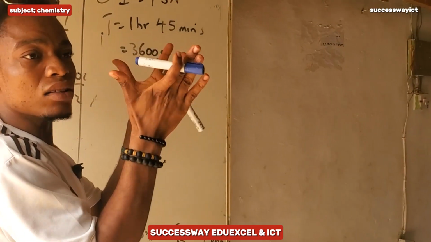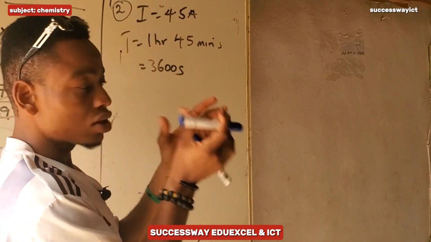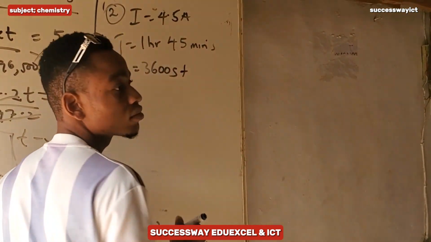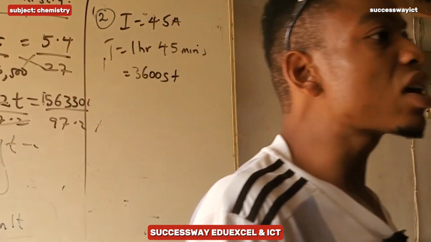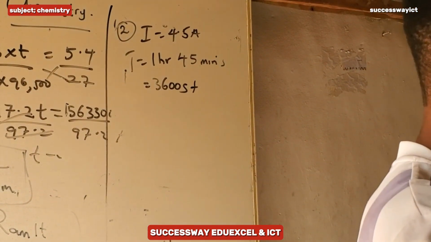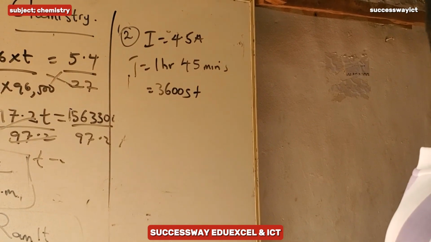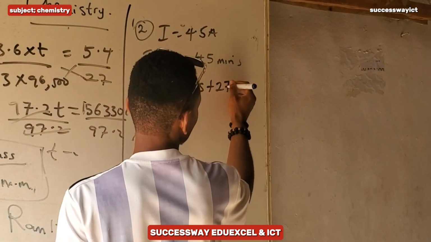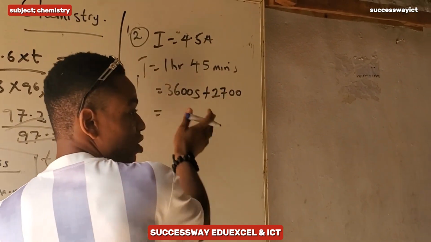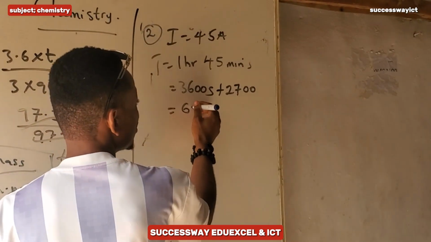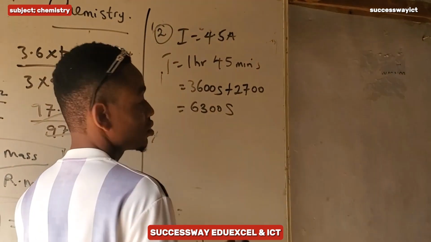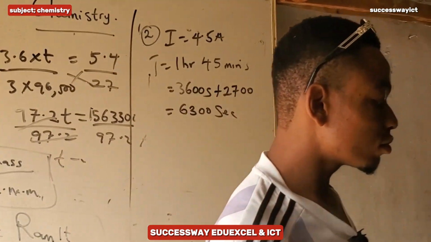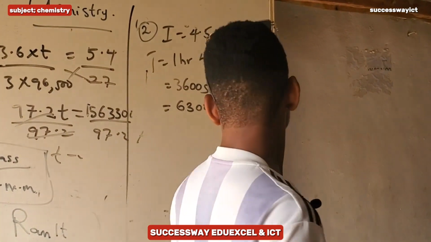Then 45 minutes. We want to know the total seconds, right? So you have to add the 45 minutes to this. 45 minutes in seconds will be 45 times 60, which gives 2,700. So add it, and the total is 6,300 seconds. Is it clear now? Okay, continue.